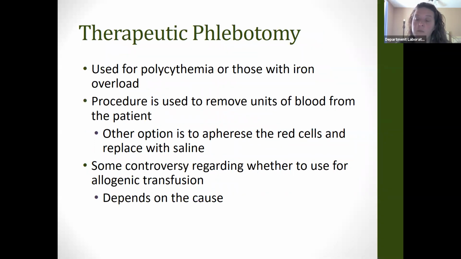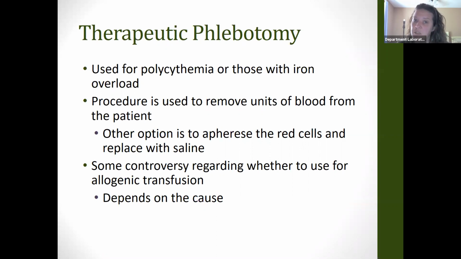And therapeutic phlebotomy. So if you guys remember from hematology, we talked about polycythemia vera, where the patients create too many red cells. So they have a very high red cell count. One of the treatment options for those patients is to have a therapeutic phlebotomy. And this is just really like donating a unit of blood. The patients will come in, have a unit of blood drawn off, and then that's it. And that unit of blood is discarded. It's not like a regular donor facility.